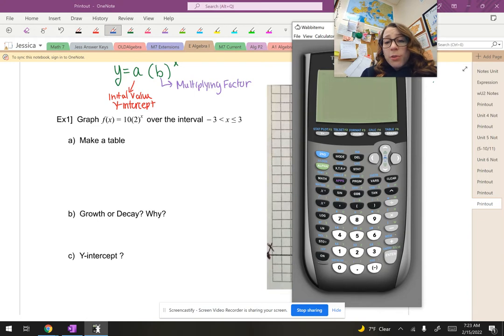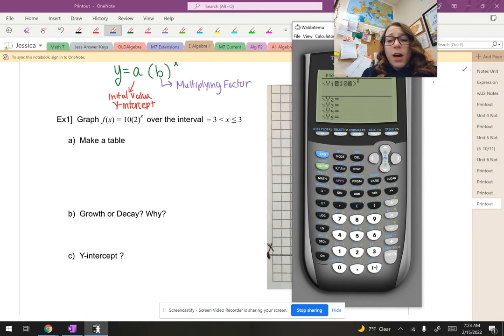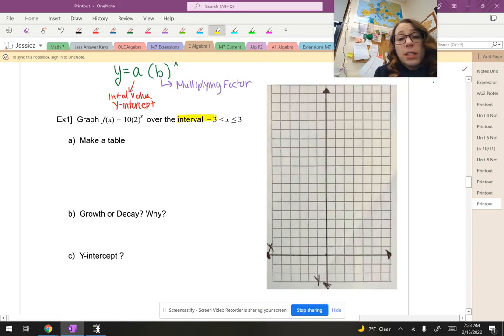Naturally, I don't know how to do this like I do y equals mx plus b, so I am going to come right to my calculator because we like to work smarter, not harder. So 10 times 2 to the x, always double checking what I plug into the calculator. It's giving me an interval to graph this over. And right away, I can see that this negative 3 doesn't have the line under it, so that's going to end me with an open circle.